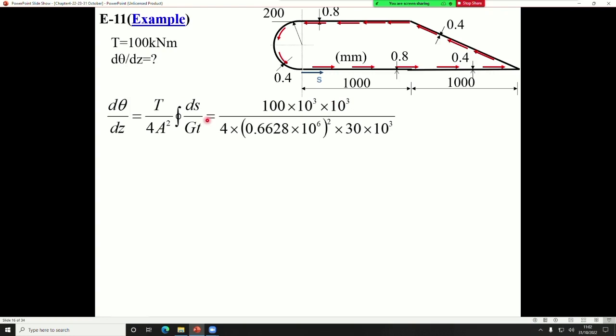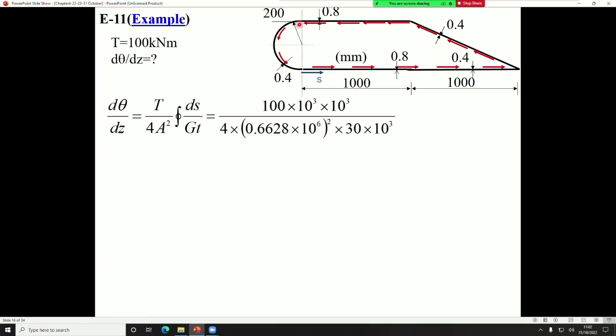Now we move on to the loop integral of ds over t. The thickness is allowed to vary based on the assumption we had. So you can see we have variable thicknesses. For ds, I've located the origin of the curvilinear coordinate system here.